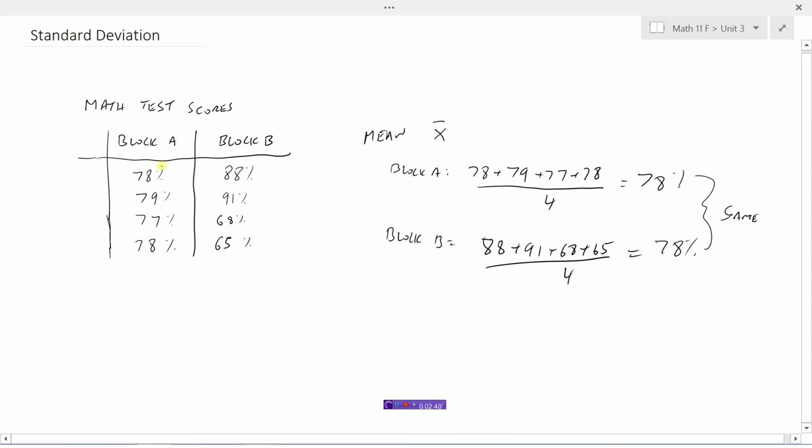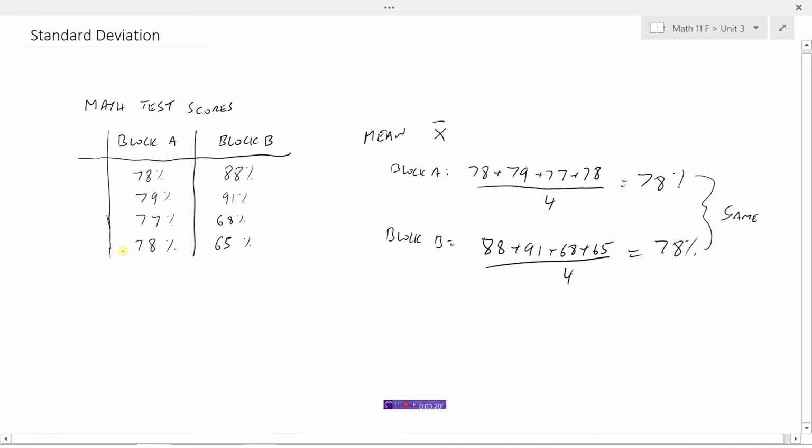In Class A or Block A, almost everybody got the same mark. There was nobody who had a really high score and nobody had a really low score. But in Block B, we had a couple of students who scored really high and a couple of students who scored lower than the average. And so what standard deviation tells us is how spread out the data is. So how far away are each individual scores from the average.